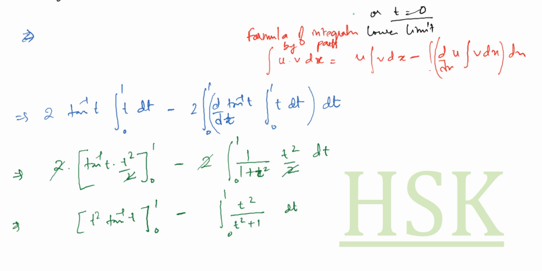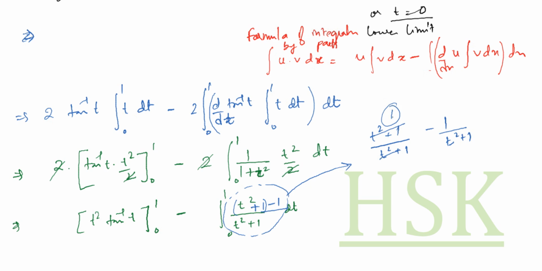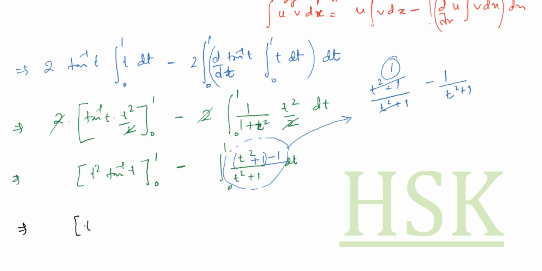Next step what I'm going to do, I'm going to add 1 and subtract 1. On dividing t square plus 1 individually by these two terms, that is t square plus 1 upon t square plus 1, and minus 1, I'm going to get something like this: t square plus 1 upon t square plus 1 minus 1 upon t square plus 1. This will cancel out. This is going to give me 1. I'm going to obtain t square into tan inverse of t from 0 to 1 minus integration of 1 minus integration of 1 upon 1 plus t square, or t square plus 1, both are one and the same thing, and limits 0 to 1.